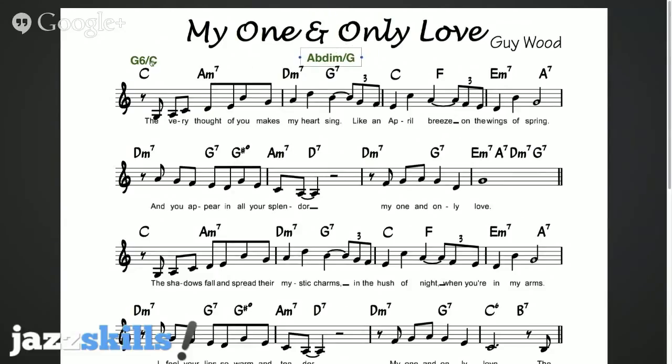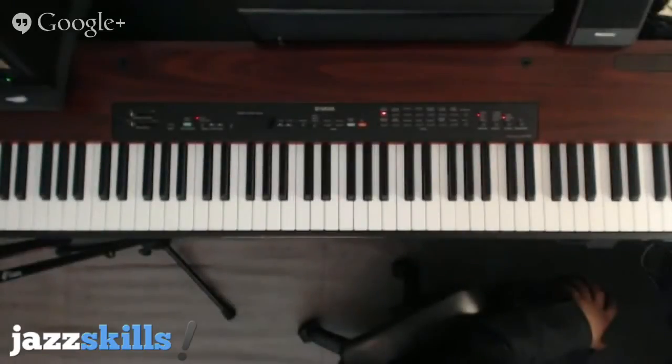Now I'm going to demo that on the piano. We've got these two chords, G6 over C. We've got A flat diminished over G. And this is where I think a lot of people get lost, because they're trying to play everything everywhere. No need to do that. Find a couple of places in the tune to do it.